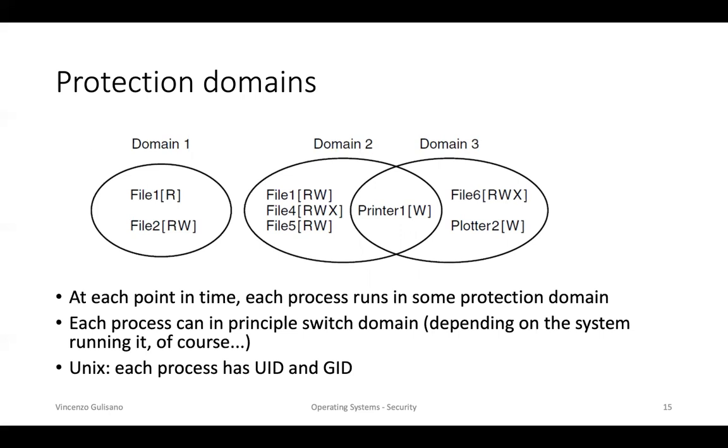We assume that each process is executed in one protection domain and that the operating system could allow the process to switch between domains. In Unix, the domain of a process is given by the user ID and the group ID of the user that is currently logged in and running such process.